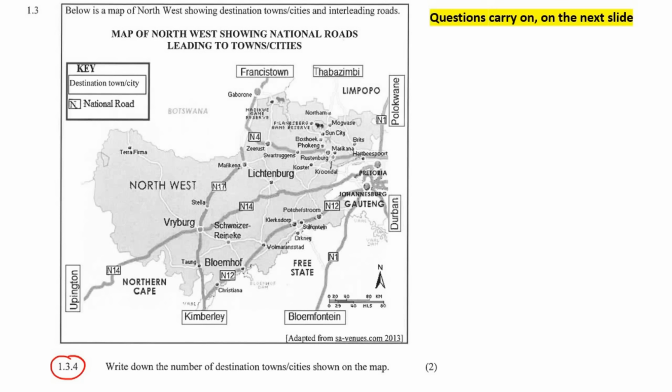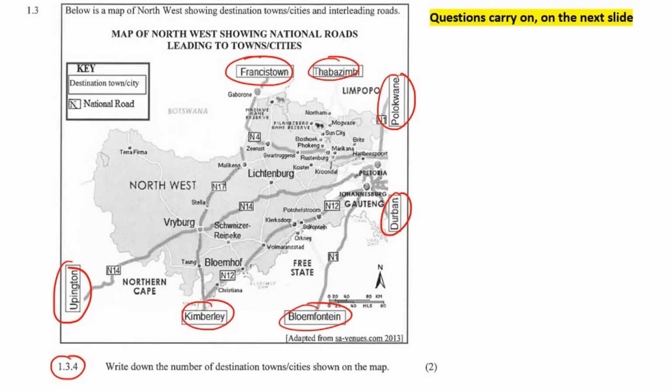Now, a destination town, they are showing us here in the key, is any town that has a big white block like that, okay? So that would be, for example, Upington, Francistown, Thabazimbi, Polokwane, Durban, Bloemfontein, Kimberley.